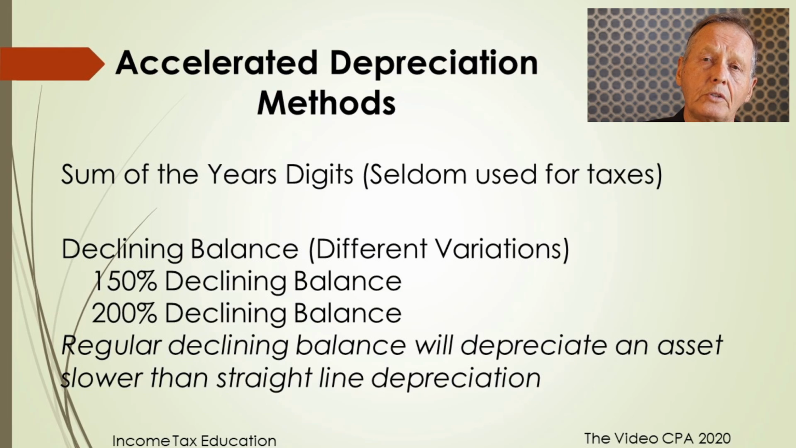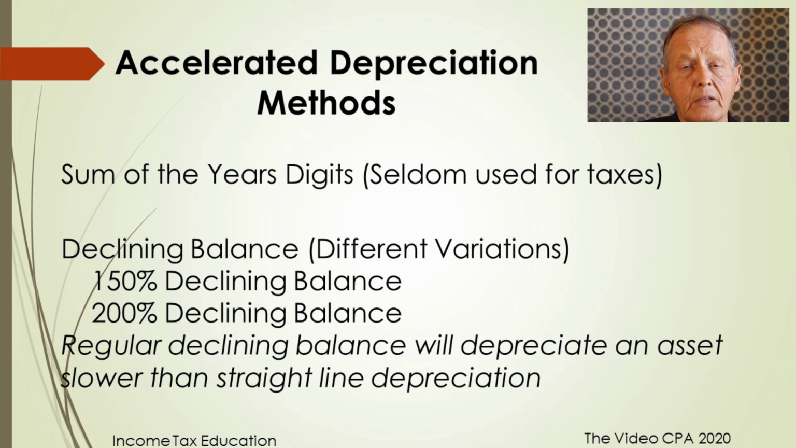Sum of the year's digits is an accelerated depreciation method, and declining balance variations are accelerated depreciation methods. The sum of the year's digits is seldom used for taxes. In fact, I don't see it used at all anymore for taxes. It could be used a little bit for financial accounting, but I haven't even seen that very much.